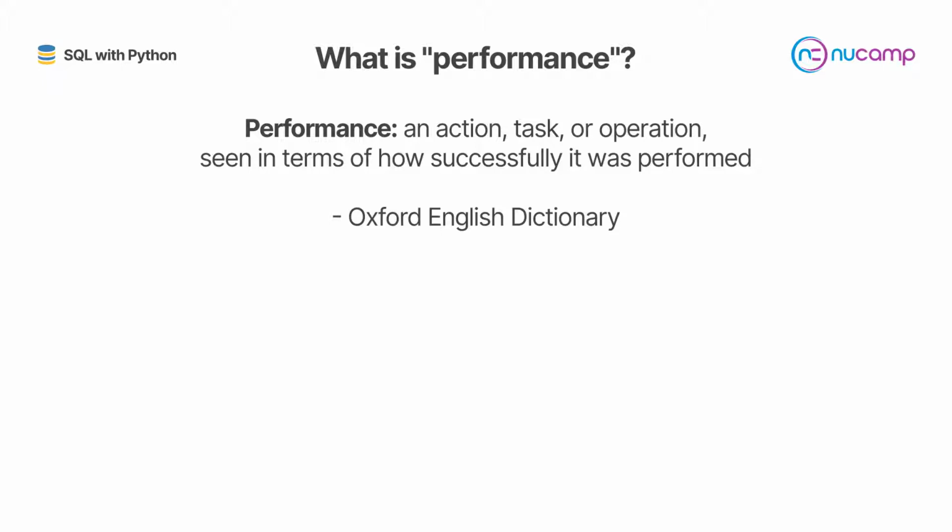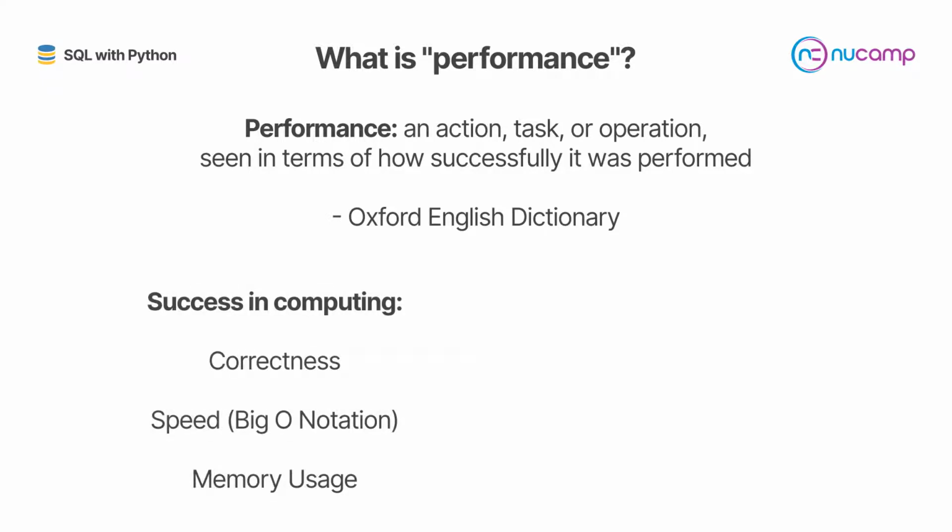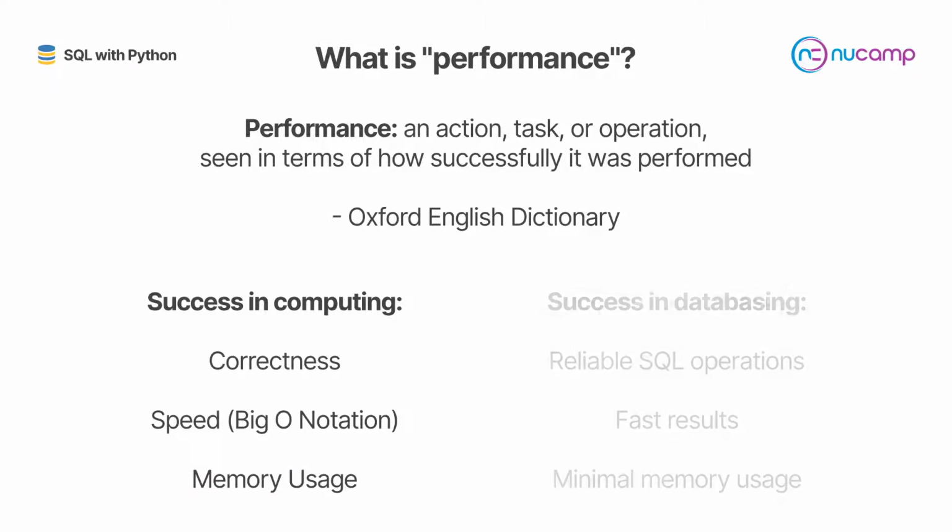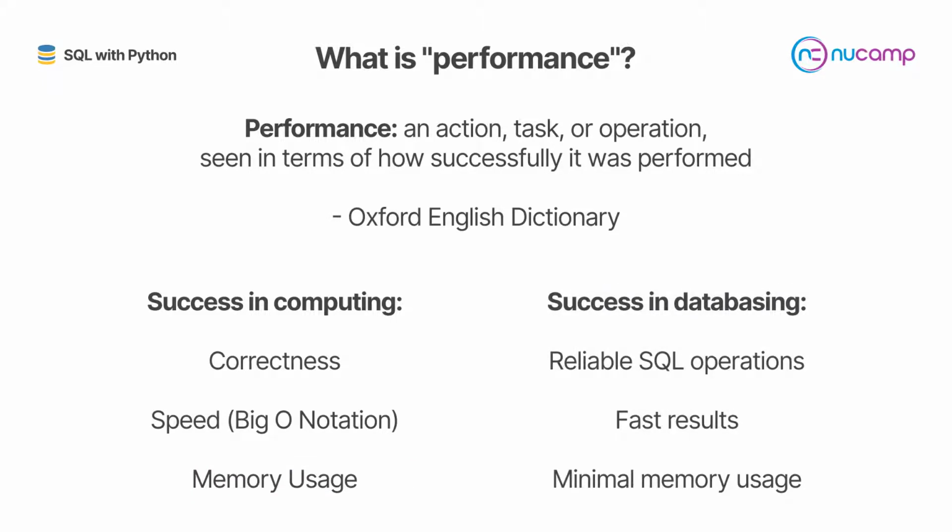That makes sense. We want to store and process data in the most successful way. But let's consider, what does success mean to us and how do we define success? In computing, we have three primary concerns. The first is correctness, the second is speed, and the third is efficient memory usage. And they are generally prioritized in that order. Consider how these will apply to databases.